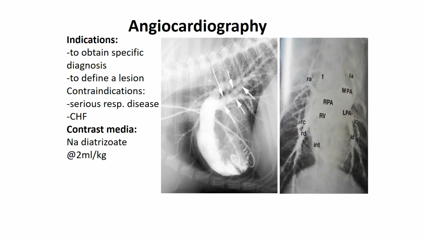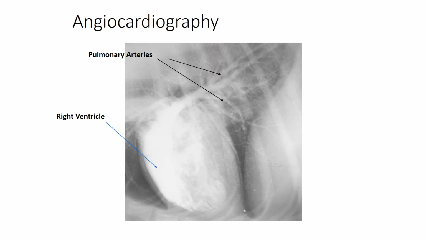Another is angiocardiography, that means contrast radiography of the heart and the major blood vessels. It is indicated to obtain a specific diagnosis and to define a lesion related to the heart or the major blood vessels. Angiocardiography is contraindicated in severe respiratory disease and congestive heart failure cases. For that, we can use a contrast agent, sodium diatrizoate, at the dose rate of 2 ml per kg of body weight.